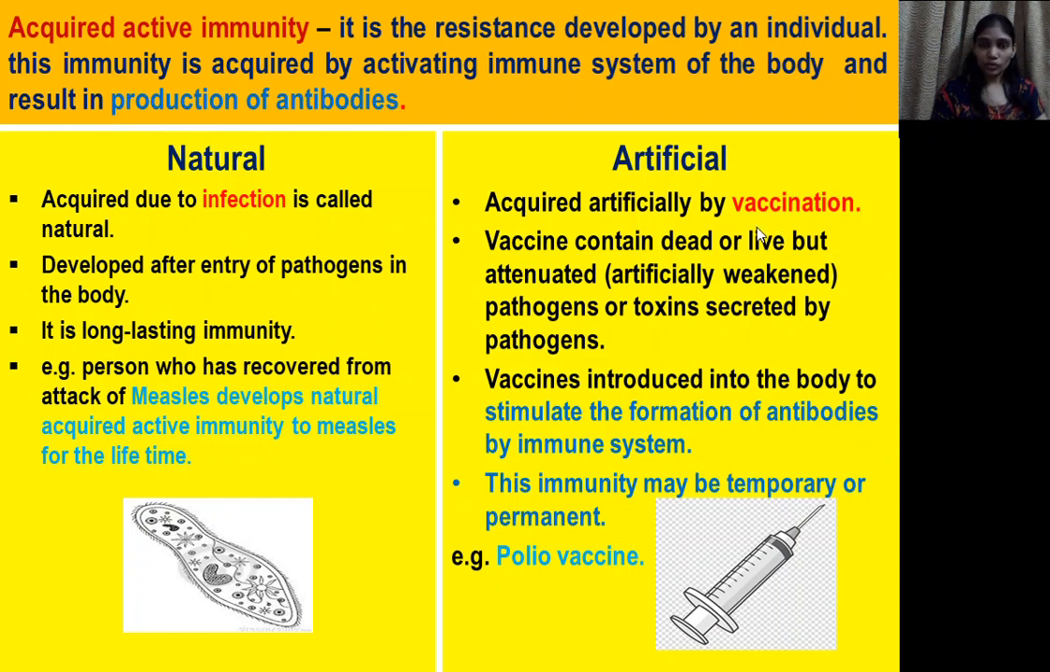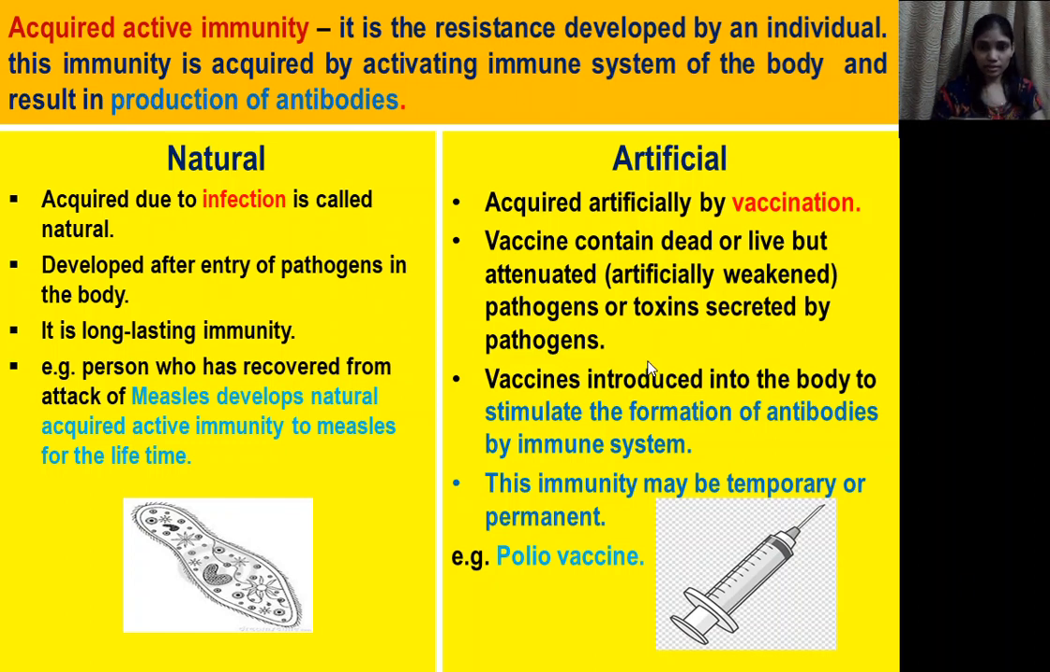It is artificial, for what? To produce the antibodies in that person, that child. Okay, so it is the vaccine. What is the meaning of that vaccine? A vaccine is nothing but dead or live but artificially weakened pathogens, or toxins secreted by those pathogens, and that vaccine is introduced into the body.